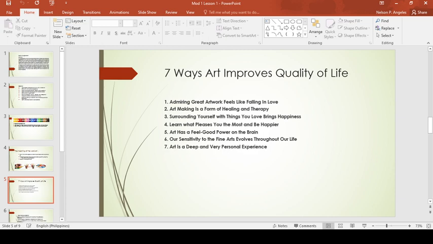Then, number 5, art has a feel-good power on the brain. More scientific results suggest that the dopaminergic effect of art in the brain has a powerful effect on quality of life. In fact, it has been shown by some scientists that stroke survivors who had an interest in the art enjoyed better general health, found it easier to walk, had more energy, and tended to be happier.